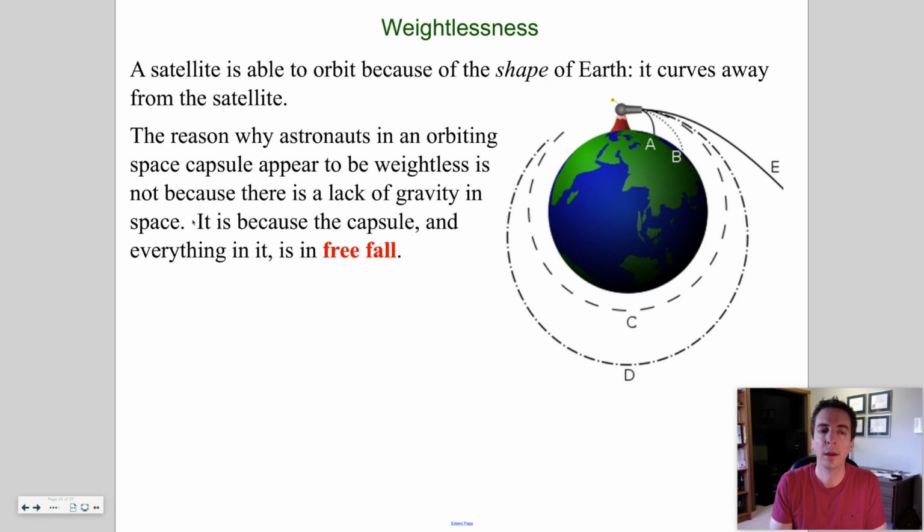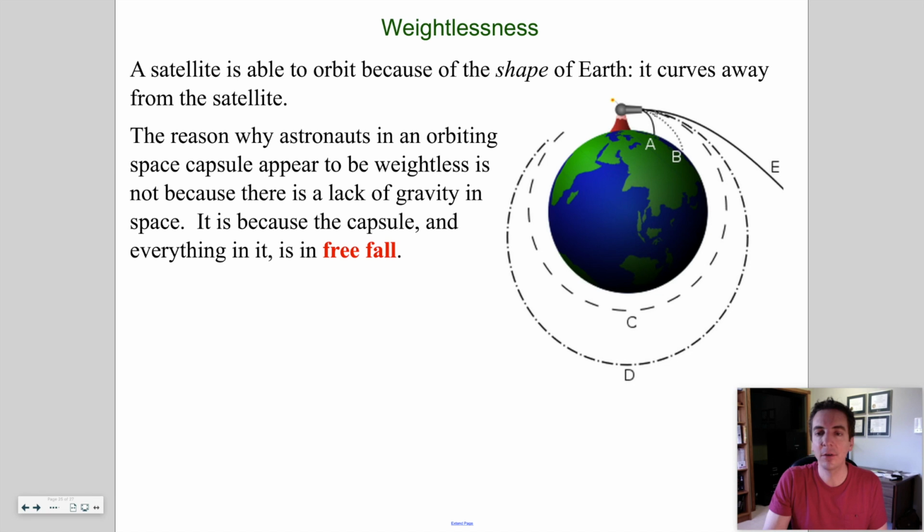Well, here's why. A satellite is able to orbit the Earth because of the shape of the Earth. The Earth curves away from the satellite. So imagine a cannon on the top of a really, really tall mountain, and you fire a projectile from that cannon. It flies out horizontally and drops a little bit in terms of its parabolic trajectory we learned about in projectile motion.